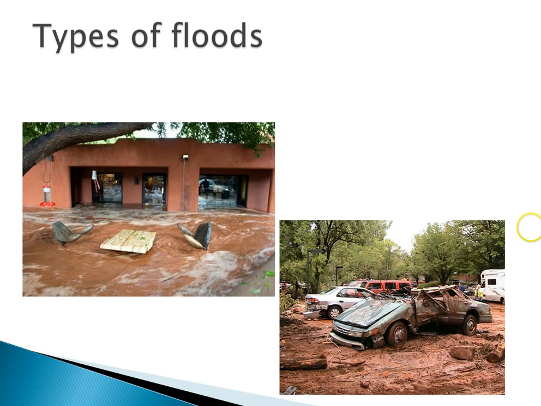You can also have flash flooding. This happens when you have a really high discharge in a very short amount of time. What that does is the water gets really deep and it moves really, really fast. This is an example of a flash flood that happened in Sedona.